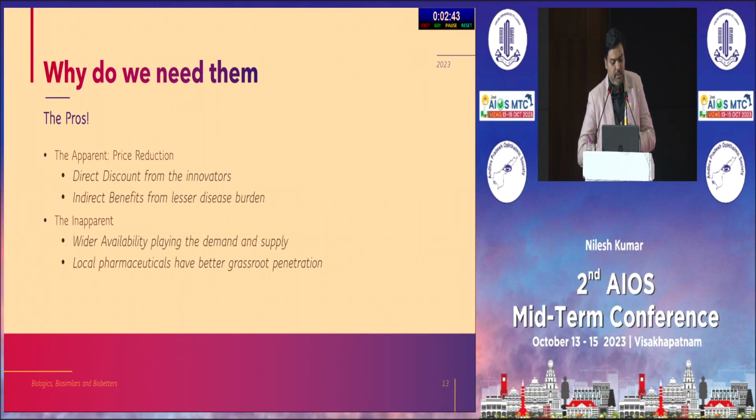What are the pros of biosimilars? Why do we need them? It is because the apparent reason is price reduction. There's direct discounting from the innovator.